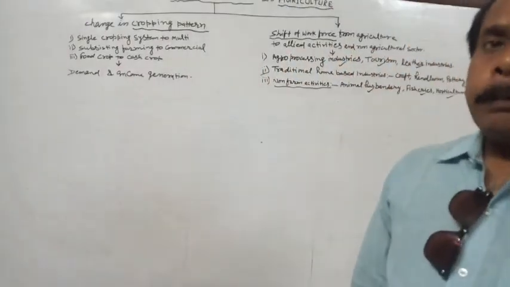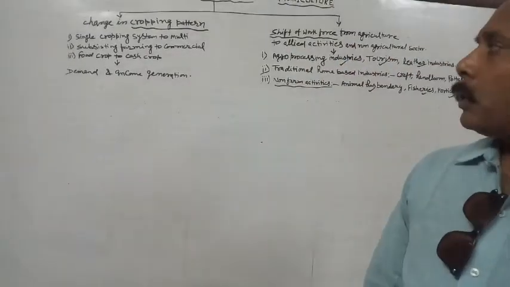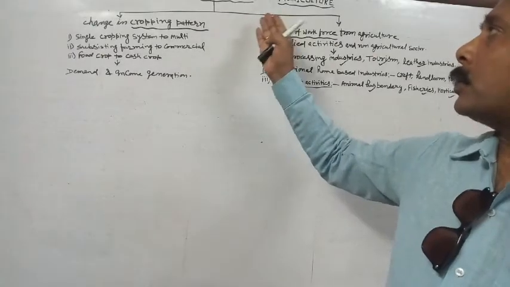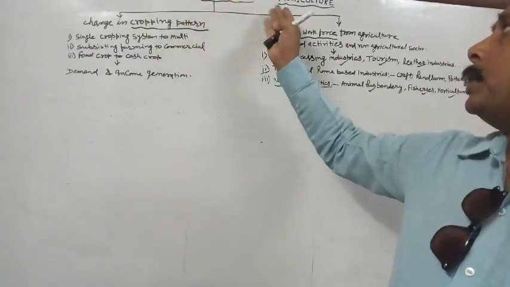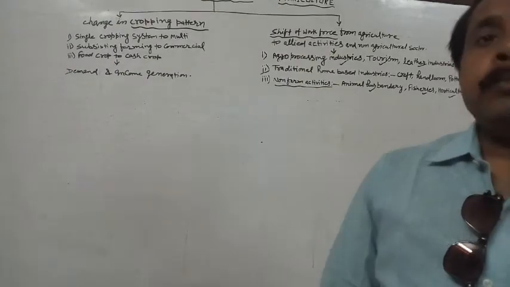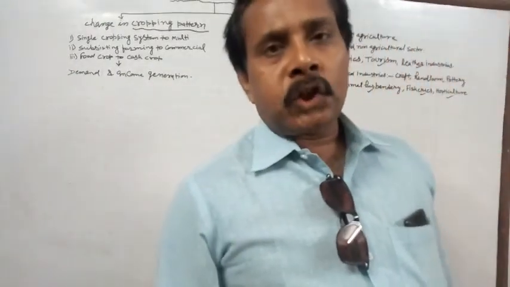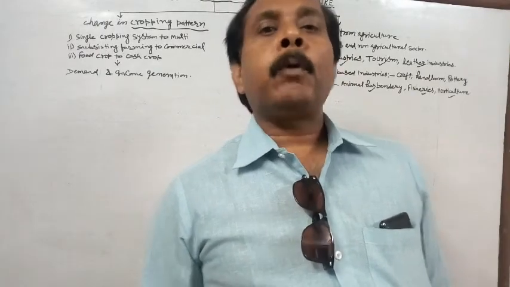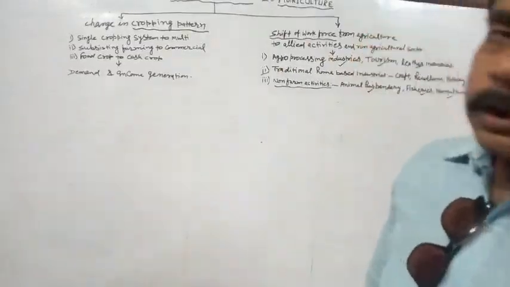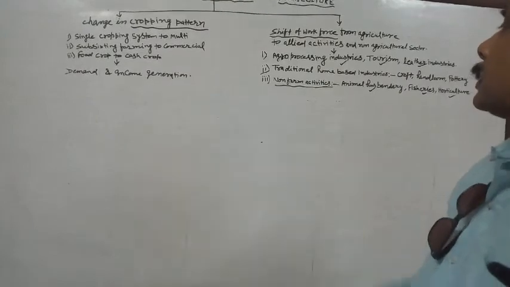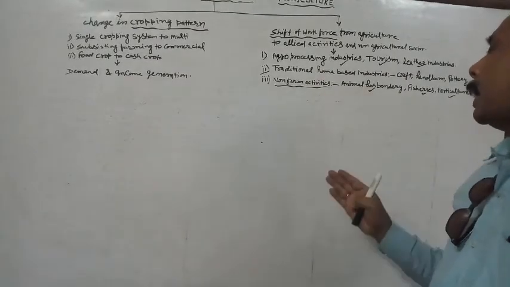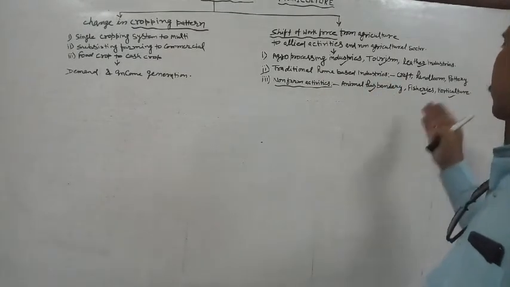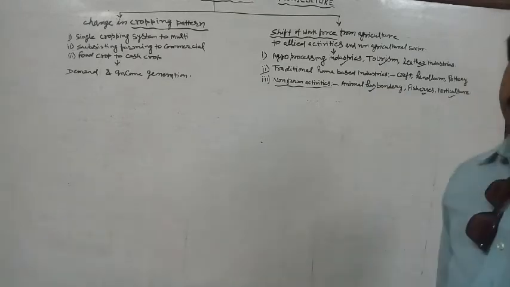Okay, I hope you will be able to write your answer when the question is asked: explain the diversification in agriculture. Students, there is a suggestion. You must go through the book so that you can write a proper answer. In the next video, I will discuss the non-farming activities: animal husbandry, fisheries and horticulture.